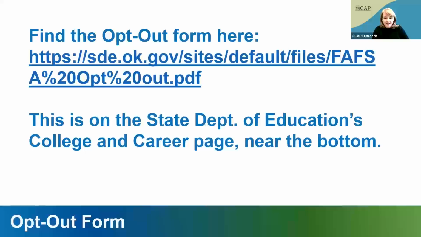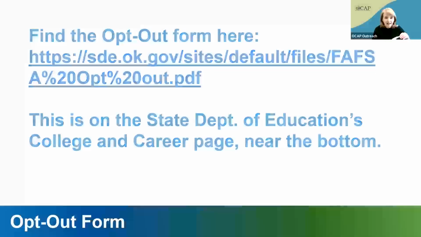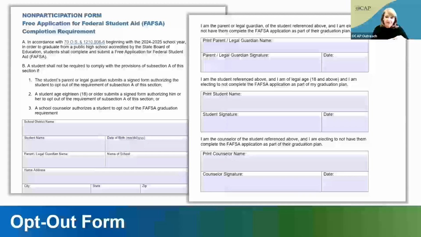So to find the opt-out form, here's the link to that. I know that's a long link to write down, and it's probably just easier if you go to statedepartmentofed.ok.gov and then go to their college and career page. And the opt-out form is at the very bottom of the screen. And you can print that off. You can do whatever you want to do with it. Here's the form, and it's a fillable form.